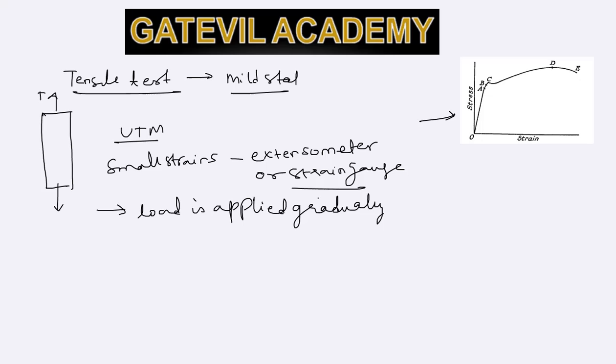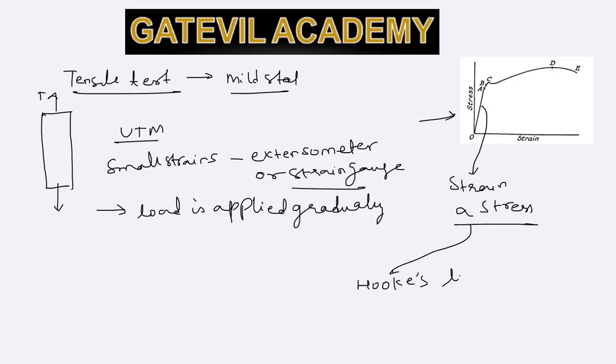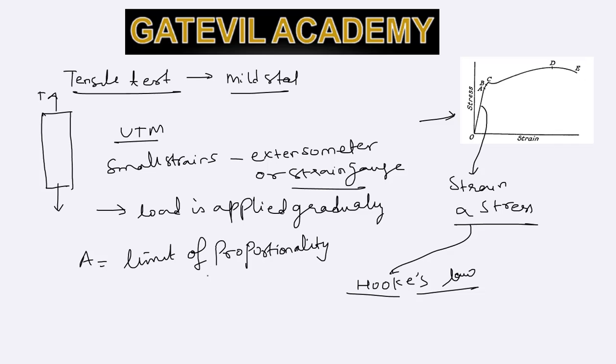Here is a typical stress strain curve for mild steel. From point O to point A, you can see that strain is directly proportional to stress. This relation is famously known as Hooke's law. Point A here in the curve represents limit of proportionality. Hooke's law applies within the region of limit of proportionality.